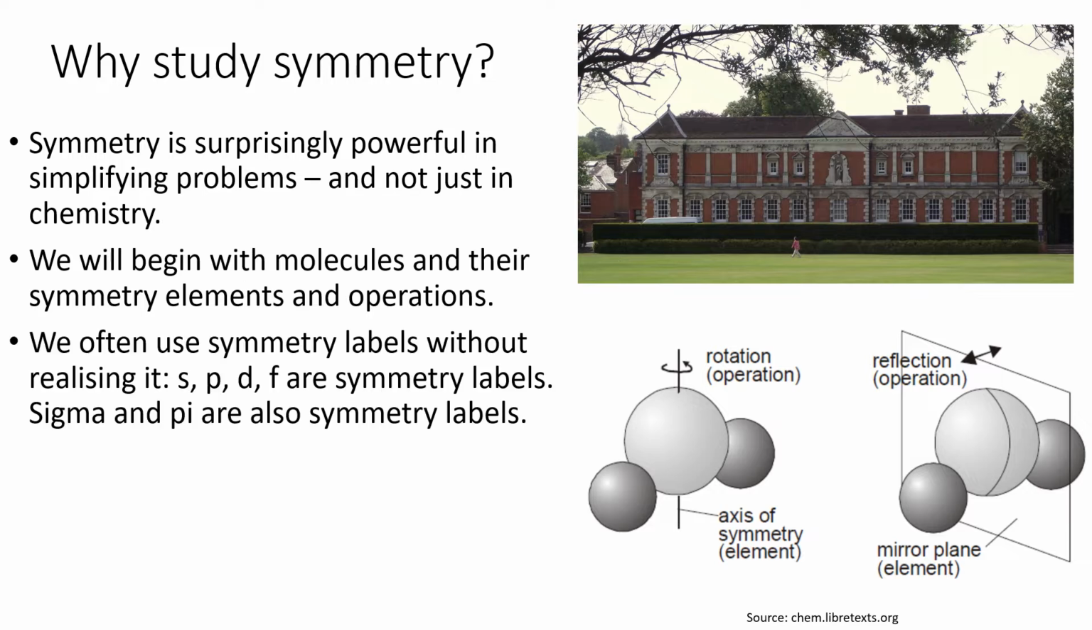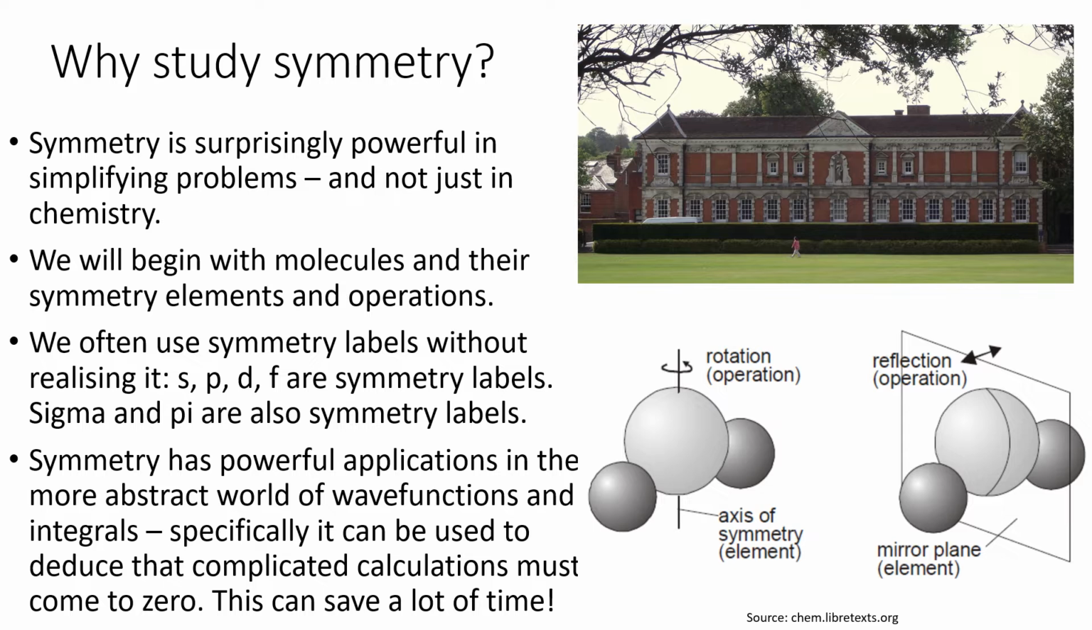One thing that's quite neat about this is that we often talk in terms of symmetry labels without even realizing it. Curiously, when we talk about s, p, d and f orbitals, these are in fact symmetry labels. And when you talk about sigma and pi bonds, you might think about it as head-on overlap and side-on overlap, but these are actually quite technical symmetry terms. So these symmetry terms infuse all through chemistry.